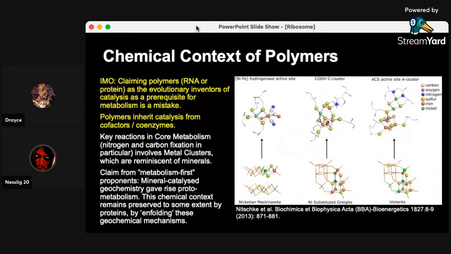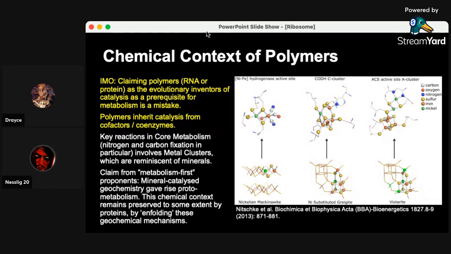So regarding the polymer world, especially the RNA-first proponents often make, in my opinion, the mistake of claiming that polymers such as polypeptides and polynucleotides were the inventors of catalysis, and because they were the inventors of catalysis, they were required as the first things of biochemistry. This is, in my opinion, a mistake, because polymers inherit catalysis from cofactors and coenzymes, not from themselves.